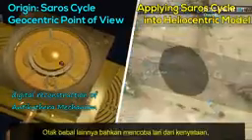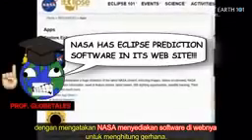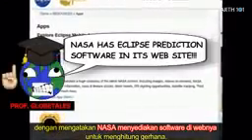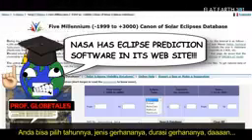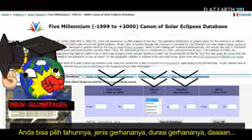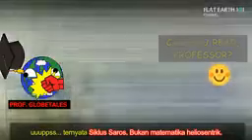Some thickheads even try to run from reality by saying NASA provides software on its website to predict eclipses. Look at this database used by NASA. 5,000 years catalog of solar eclipse database. You can choose what year, what eclipse type, duration, and oops, it's the Saros cycle, not heliocentric math.